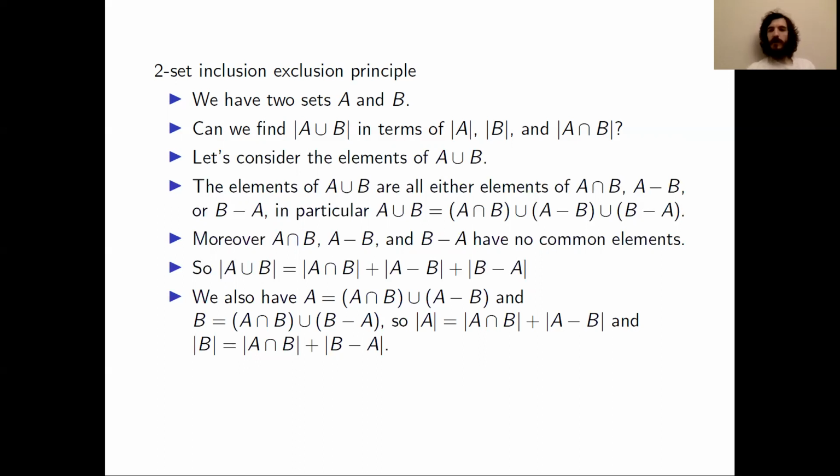Now, all we have to do is combine those 3 equations. And if we combine them together, we see that the cardinality of A union B is equal to the cardinality of A plus the cardinality of B minus the cardinality of A intersect B. And this is the 2-set inclusion-exclusion principle. So now we can use this principle that we just proved on some example problems.